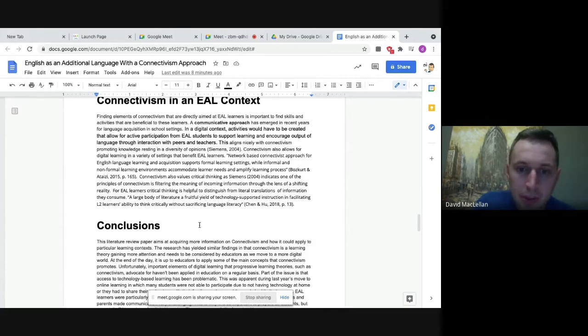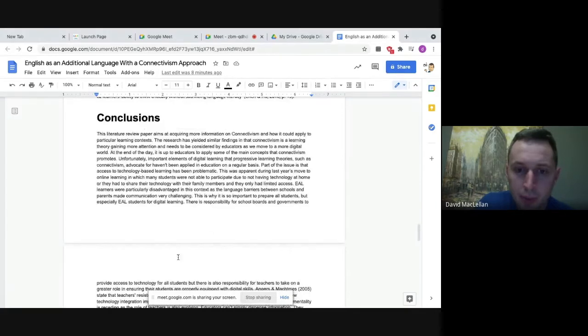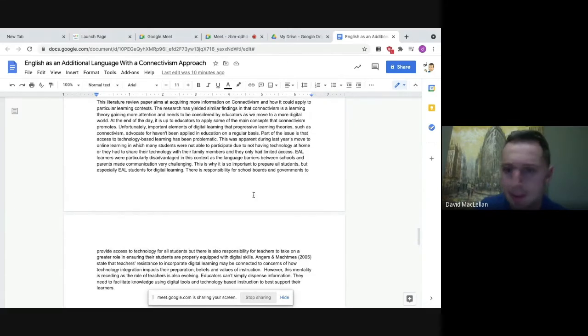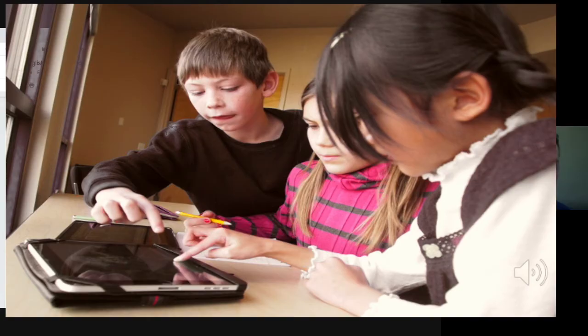And then the conclusion is just trying to look for a way forward. So looking at giving them a few tools, I think, is really important. This isn't meant to be critical of anybody. School boards, governments, teachers, administration can be more prepared to prepare our students for digital learning.